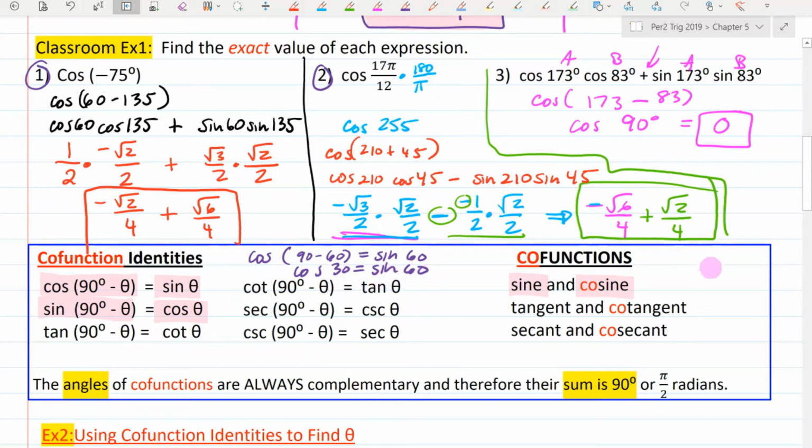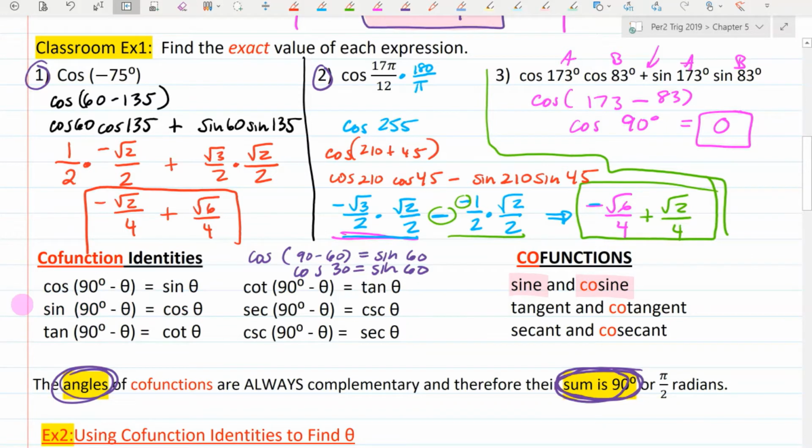So that means that the sum is 90. Their angles have a sum that's 90. Because if this is theta, and that's whatever number you want to fill in there, if that's 10, then cosine would be 90 minus 10. If sine was 50, then cosine would be 90 minus 50, so it would be 40. So their angles always add up to 90 degrees, or pi over 2 radians.